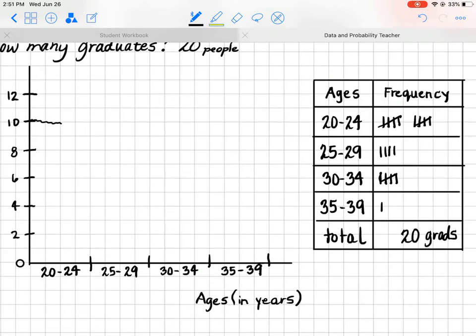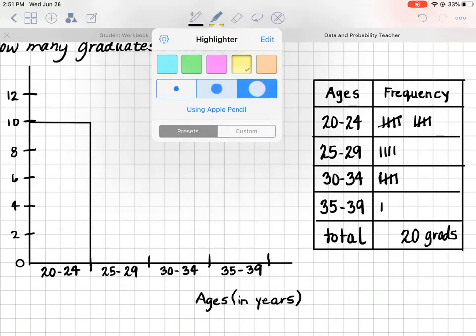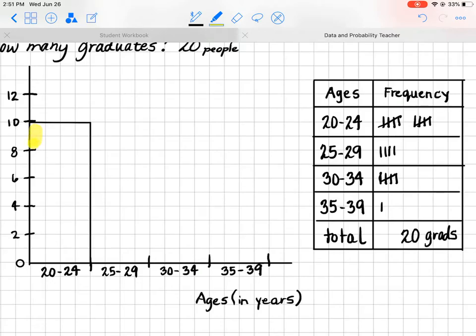So I'm going to come over here to my histogram. I've had way too much coffee today. And I'm going to bring that line up to the 10. And I am going to color it just so you can see the different sections. You don't have to color it to make it a histogram, but you know I like to color. So here's the 20 to 24-year-old bar. There were 10 of them.